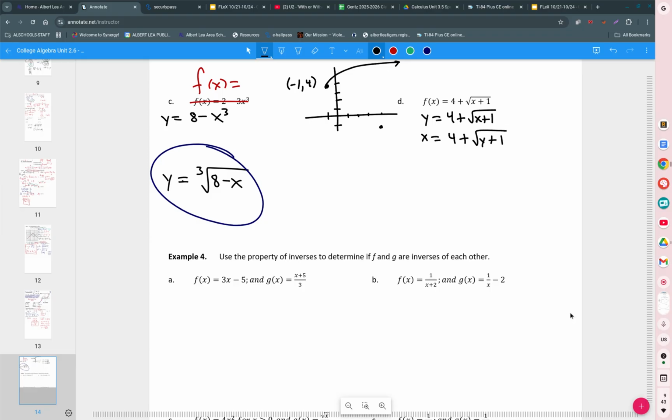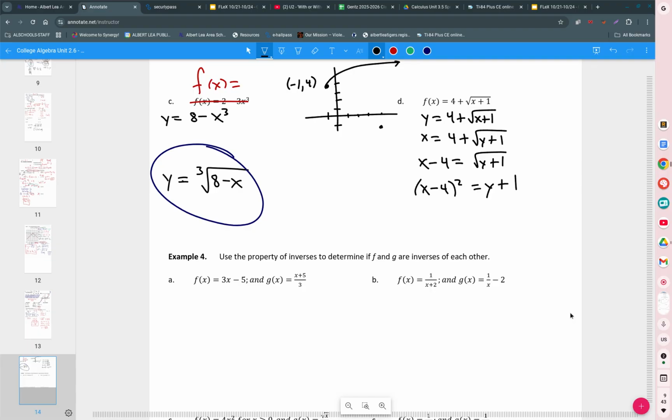How am I going to solve for y? I'm going to have to get rid of the square root. Before I get rid of the square root, I first need to subtract that 4. x - 4 = √(y + 1). Do I get rid of the 1 or the square root now? How do I get rid of the square root? Square both sides. (x - 4)² = y + 1. I'm not going to multiply it out because I'm going to leave it in vertex form. That way it's really easy to graph.